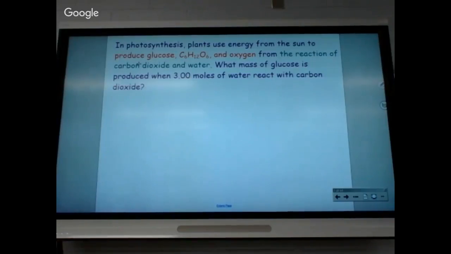Do your part. Now, in photosynthesis, plants use energy to make glucose and oxygen from the reaction of carbon dioxide and water. What mass of glucose is produced from 3 moles of water when it reacts with carbon dioxide? If you watched the video, this is the same question. You don't need to write it down. I'm hitting the highlights for those people who have not watched the video. So, how do we write the reaction? What does it say is produced?